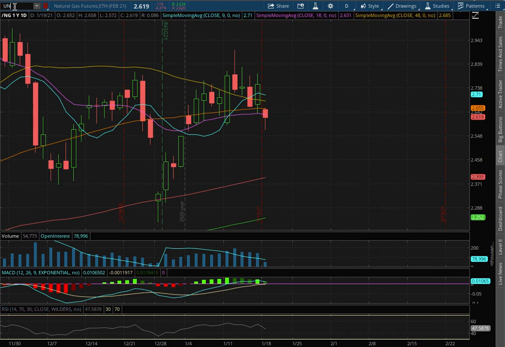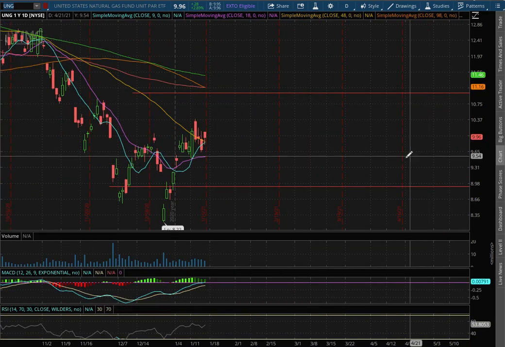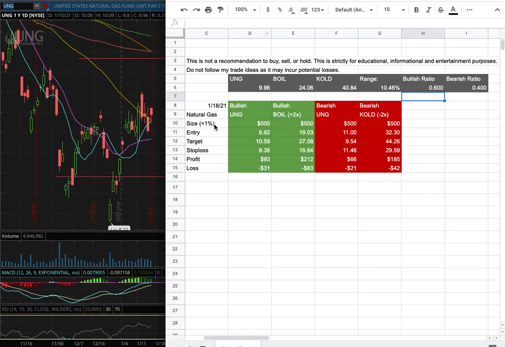And as for the trade idea of the week, I'll be trading UNG, and my position size is less than 1% of my portfolio. My long entry is at $8.92, and that is this range here. My sell target for it is at $10.59. My stop loss is at $8.36.